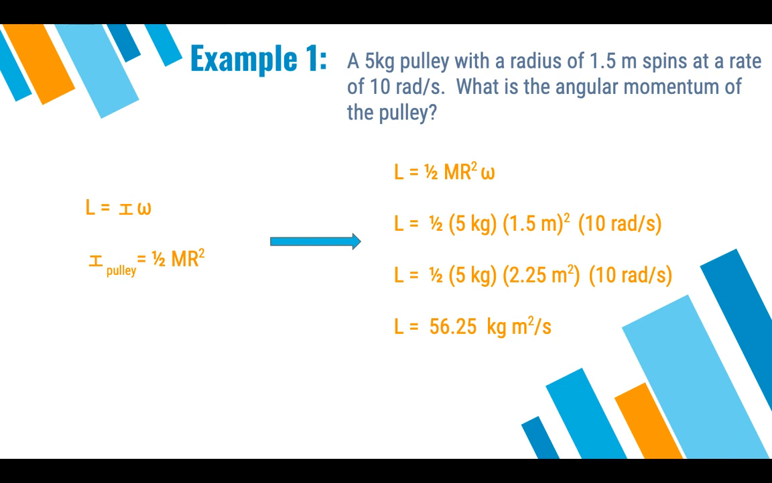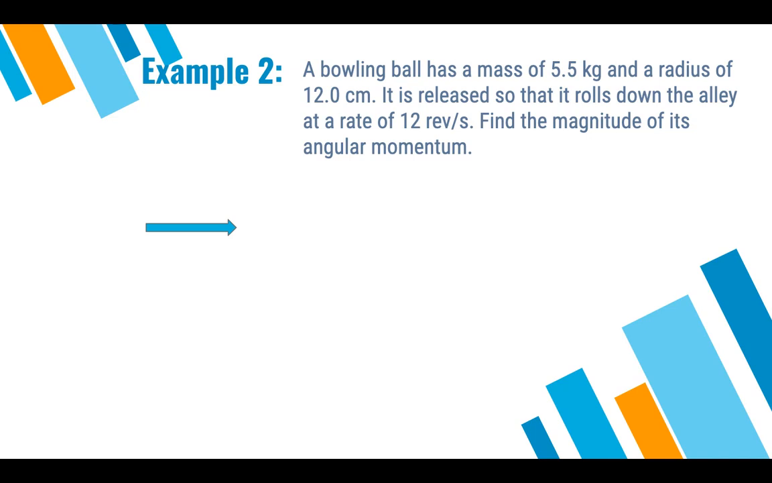So in our next example, we're going to take a look at a bowling ball. And I'm sure right now we all would love to be bowling, instead of inside of our houses. But let's just imagine. We have a bowling ball that has a mass of 5.5 kilograms and a radius of 12 centimeters. It is released so that it rolls down the alley at a rate of 12 revolutions per second. Find the magnitude of its angular momentum.